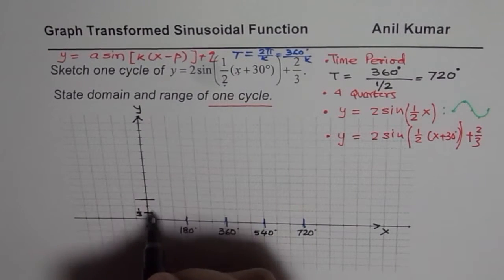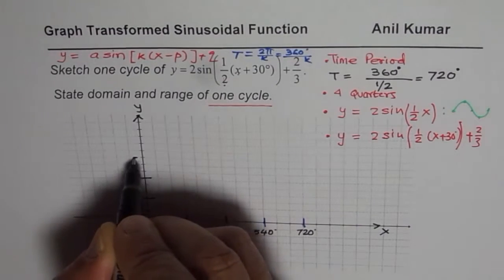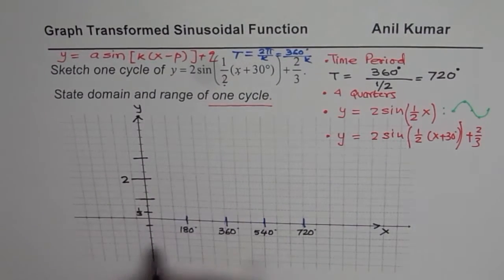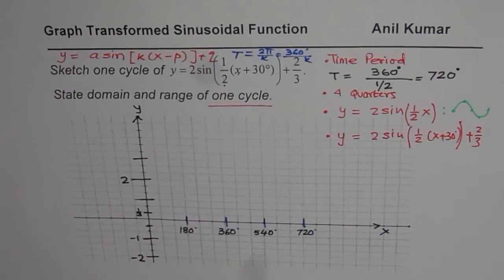So this is 1 for us. So 1, 2, 3, that is 2 for us, right? So 1, 2, 3, that is 3 for us. So this is 2 for us. Similarly, 1, 2, 3, 1 for us, minus 1, 1, 2, 3, minus 2, right? So that is our vertical scale.